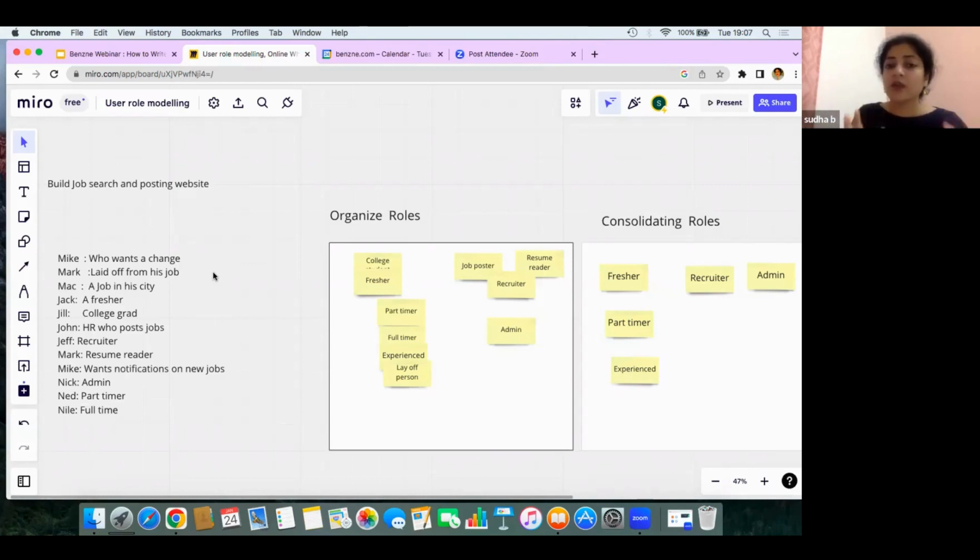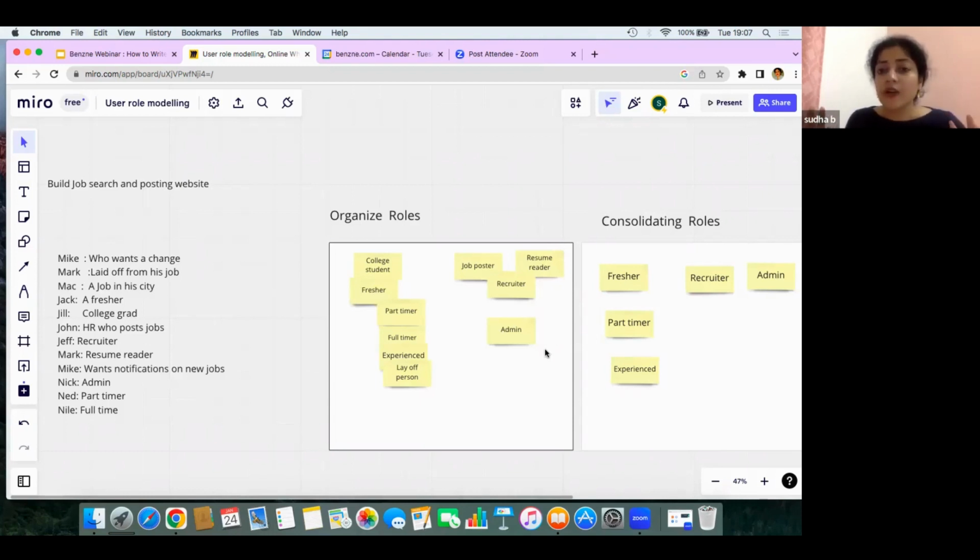Once you come up with the roles, which is the first step, you start organizing your roles in your second step. So what have I done here? In my first step, I've come up with college student, fresher. All these guys share common qualities, so I put them under the roles. So we have a college student, fresher, part-timer, full-timer, etc. We have a job poster, resume reader, recruiter.